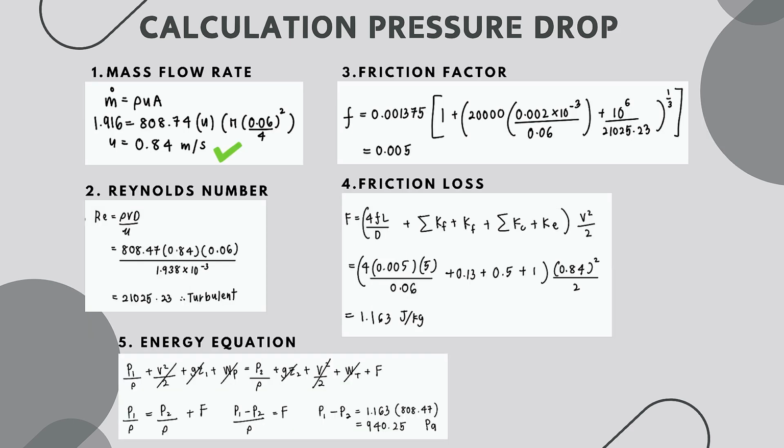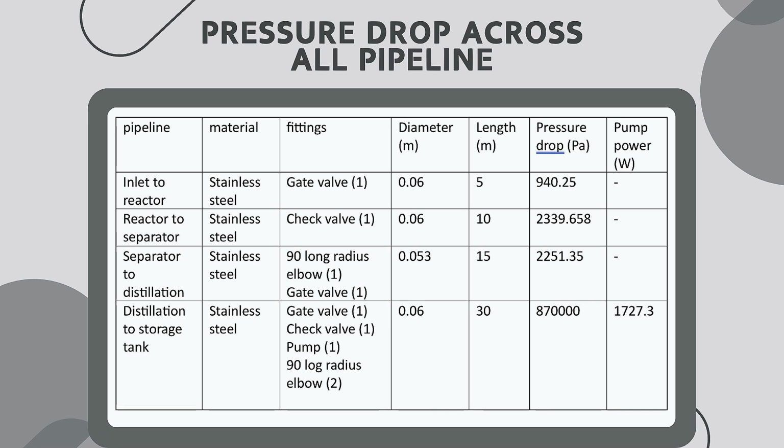Next, we find the velocity from the mass flow rate, and the Reynolds number, which is 21,025.23. It is a turbulent flow because the Reynolds number is more than 4,000. Number 3, we find the friction factor and the frictional loss by including all the fittings. In this case, we have 1.163 joule per kg. And then, we substitute the value into the energy equation to find the pressure drop. The pressure drop from feed to reactor is 940.25 Pascal. This is the summary table for pressure drop, including all the fittings with the correct diameter and length.